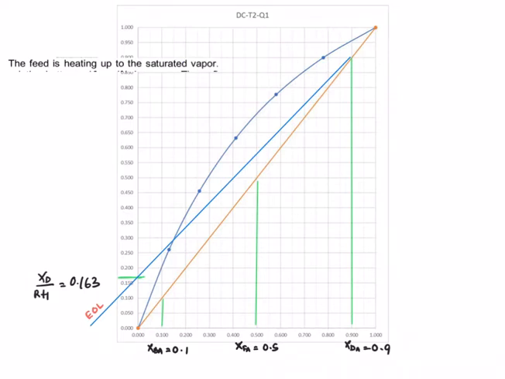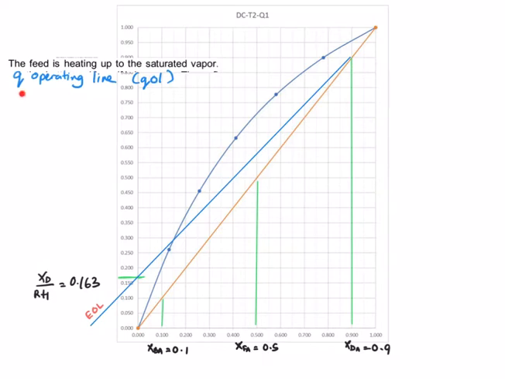Alright, next, when you read the question, you are also given the condition of the feed. So it's mentioned here the feed is heated up to saturated vapor. This is considered as the condition of the feed. When you're given the condition of the feed, you have to settle your QOL. What is QOL? QOL is the Q operating line. Okay, so your feed is saturated vapor.